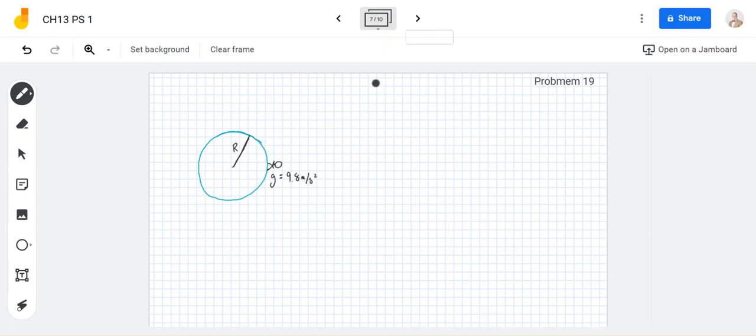From the previous slide, what we saw was that the local gravitational force, mg, is equal to the universal gravitational force.